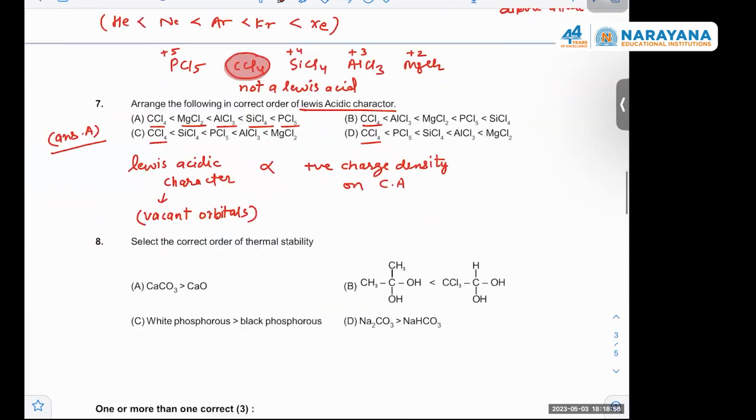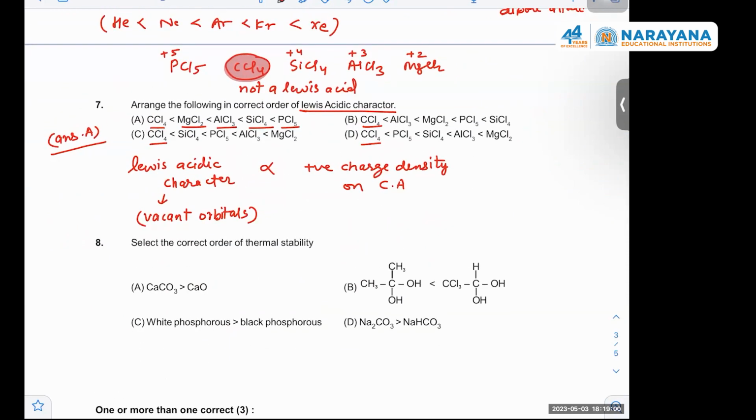Okay. Next attempt, question 8. Option B. Sorry, D, sir, D. Yes. So what are the answers? Option D and option B. Right?